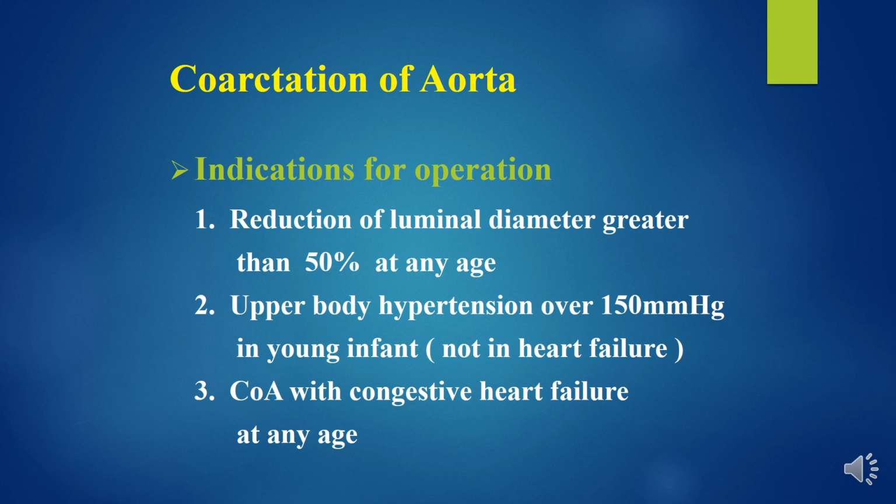Stent placement done for children more than 6 years of age has excellent outcomes similar to surgery. Surgical intervention is indicated for symptomatic neonates or infants, and for older children and adults who are not candidates for catheter intervention. Asymptomatic patients should be offered surgery if the upper extremity blood pressure is 2 standard deviations above normal, or the diameter of the coarctation is less than 50% of the diameter of the remaining aorta.